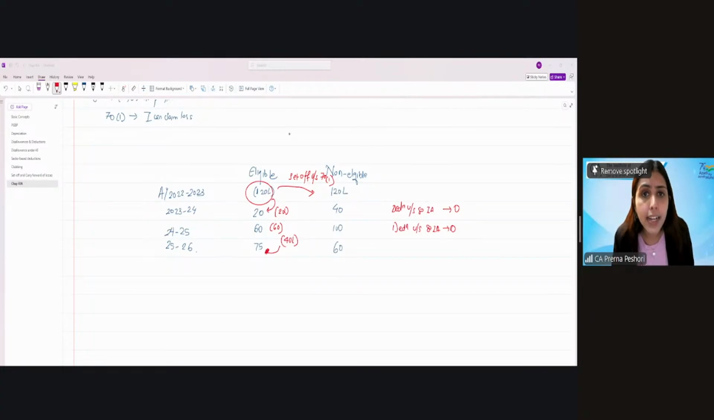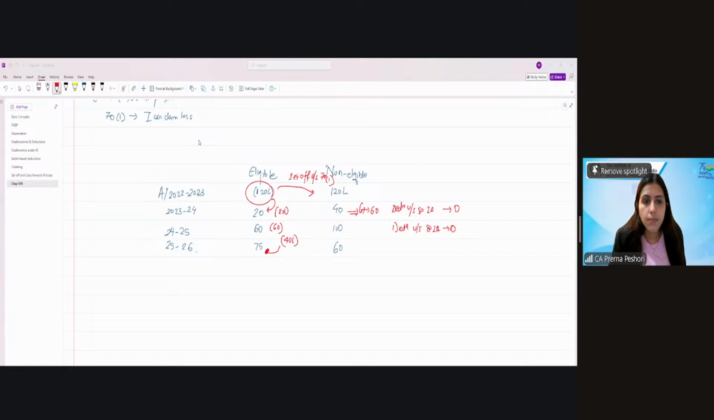23-24, how it will be taxed is, taxation will remain the 40 plus 20, 60. My GTI will here be 40 plus 20, 60. I will not get the deduction under ATIA. Is this clear, Samnithan? Yes, students, is this clear?